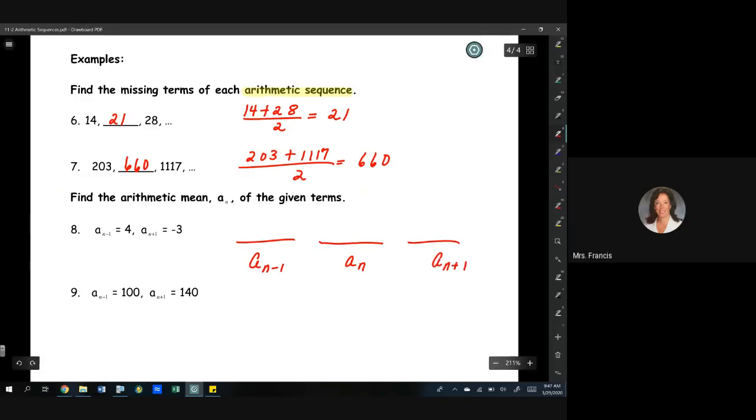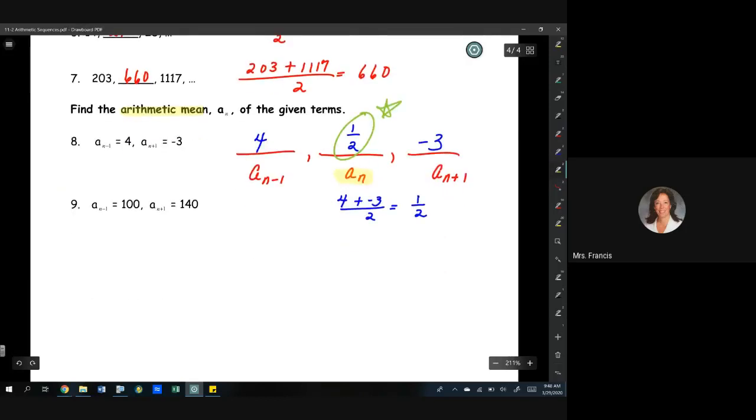All right, now let's fill in what they gave us. They said that a sub n minus 1 is 4. They said that a sub n plus 1 is minus 3. And they want us to find a sub n. We know that it's an arithmetic sequence, and it says find the arithmetic mean. So we're going to do 4 plus negative 3 divided by 2, which gives us 1/2. Not so bad, right?